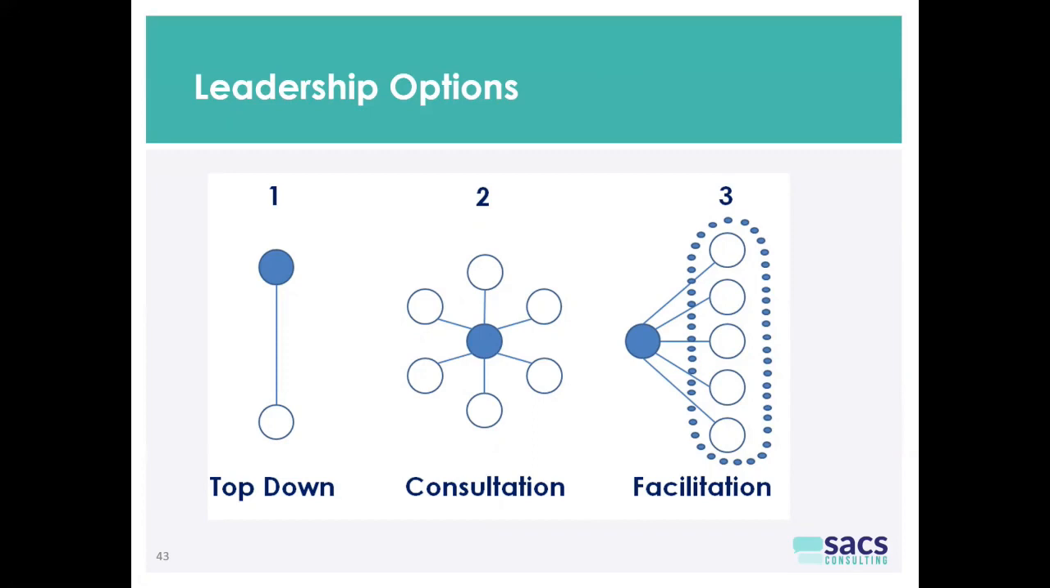Model two is about consultation. And consultation is where this leader goes out to various people and asks their opinion, and goes back to her office and decides what to do. And basically, once she's decided what to do, then she communicates the message outward to everybody.